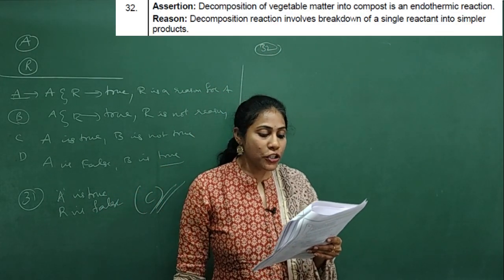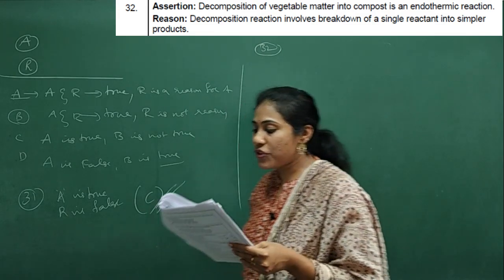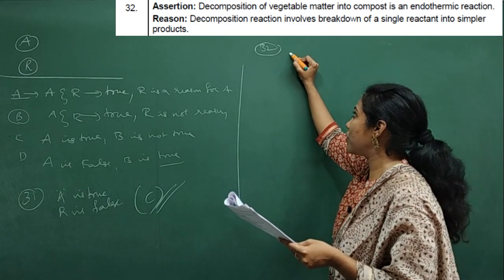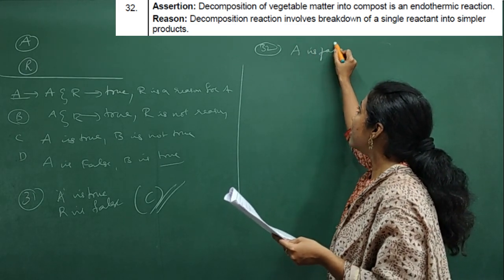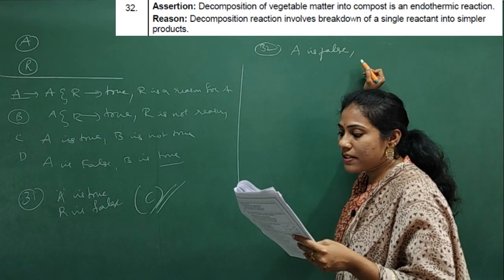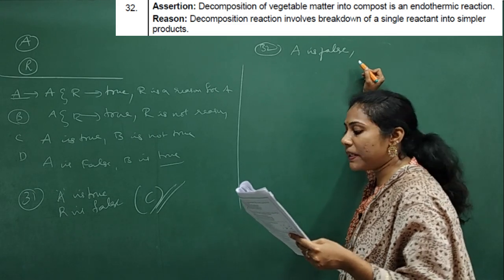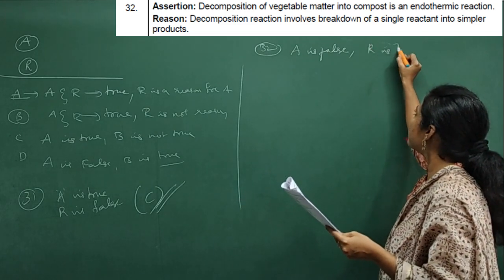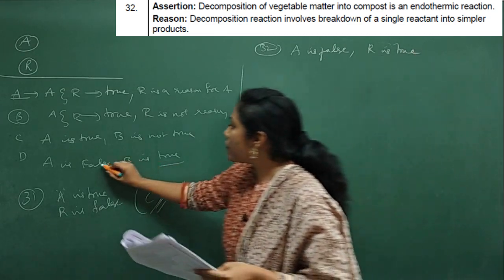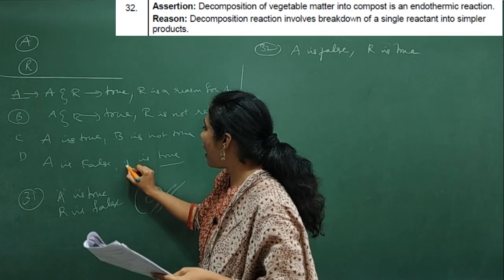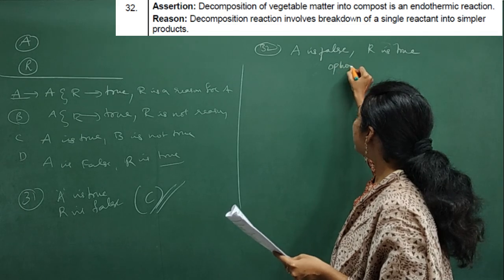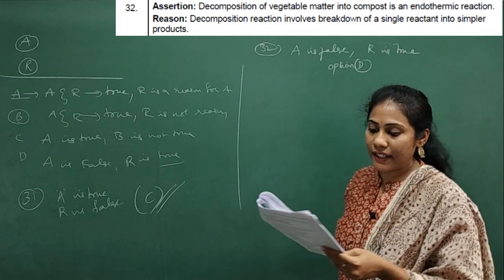Assertion. Decomposition of vegetable matter into compost is an endothermic reaction. It's completely wrong. It is an exothermic reaction. Okay, so A is false. And coming to the reason. Decomposition reaction involves breakdown of single reactant into simpler products. Yes, R is true. It's a definition of decomposition. A is false, R is true. So we will go for option D. So option D is the correct answer.